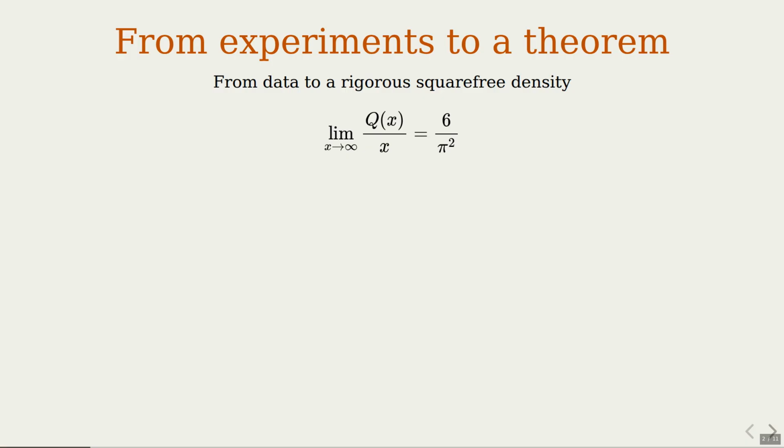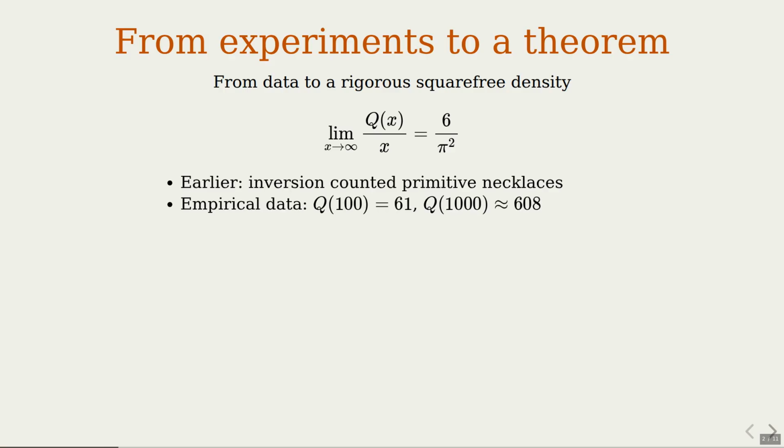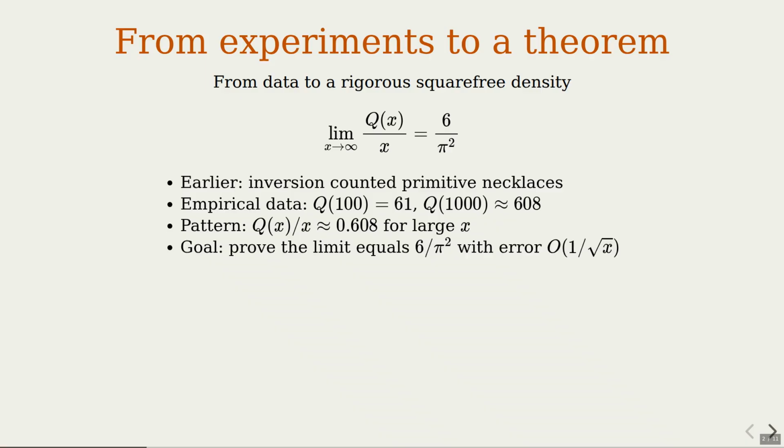The fraction of numbers up to x that are square-free should settle down to the constant 6 over pi squared. In the previous lecture, Mobius inversion helped us count primitive necklaces, showing how powerful this tool is for separating out primitive structures. I remember computing that Q of 100 is 61 and Q of 1000 is about 608. Those values suggested that the ratio Q of x over x hovers near about 0.608 as x grows. Our mission is to turn that guess into a theorem, even getting a precise error term that shrinks like 1 over square root of x.